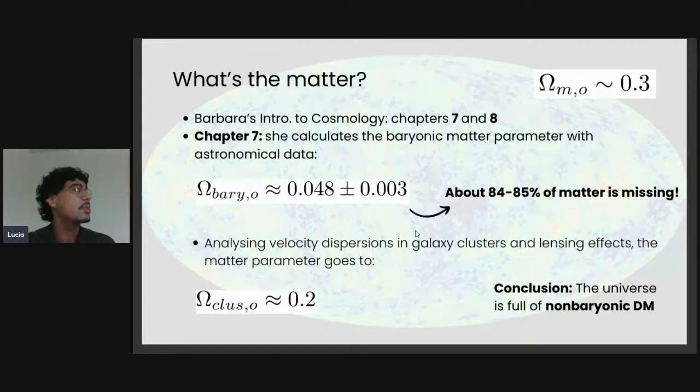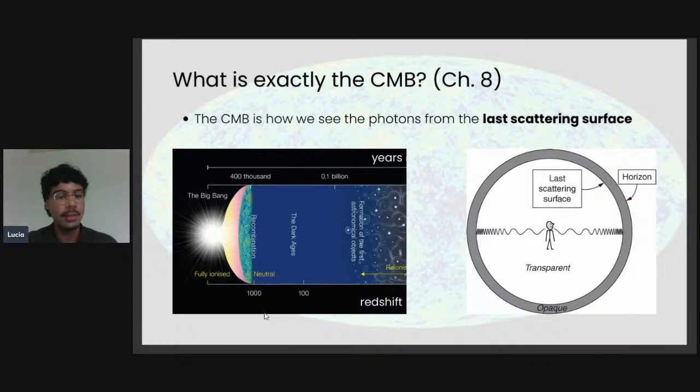But what all this has to do with the CMB is that the CMB is a very strong evidence of this dark matter throughout the clusters in the universe. And now, what is the CMB? That is chapter 8.